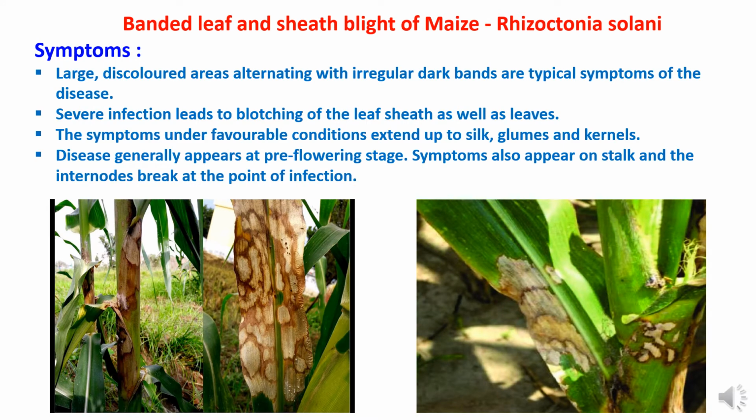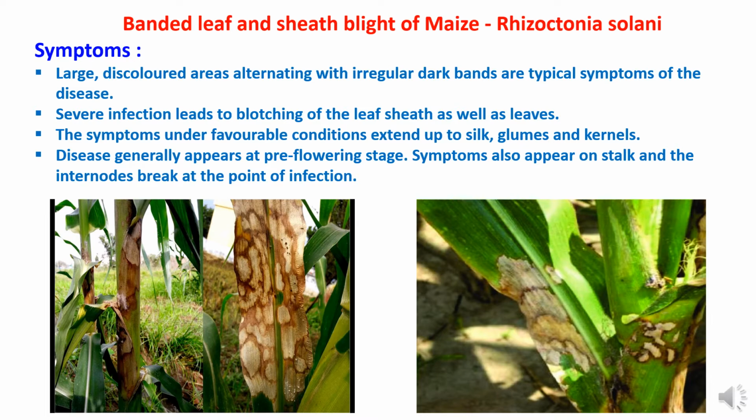Now, banded leaf and sheath blight of maize crop, which is caused by the fungus Rhizoctonia solani. Symptoms: large discolored areas alternating with irregular dark bands are typical symptoms of the disease. Severe infection leads to blotching of the leaf sheath as well as leaves. The symptoms under favorable conditions extend up to silk, glumes and kernels.